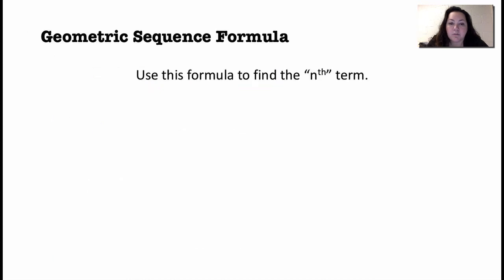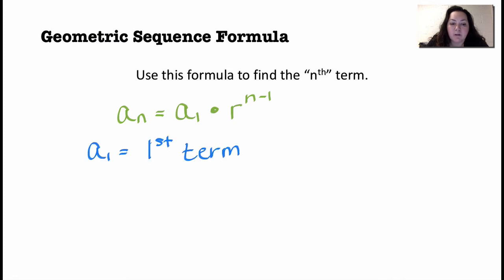All right, geometric sequence formula. So we're going to use this formula to find the nth term. If they wanted us to find the 100th term, the 8th term, or the 11th term, we could use this formula to find any term in the sequence. So a sub n equals a sub 1 times my ratio raised to the n minus 1 power. A sub 1 stands for your first term, and r stands for your common ratio.